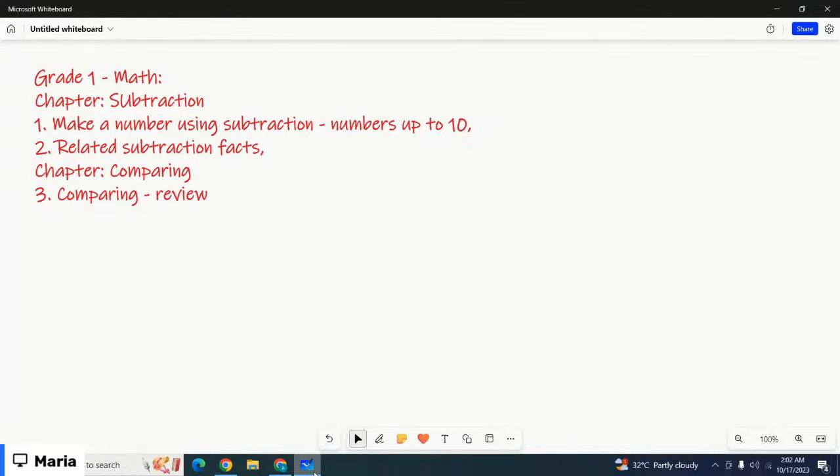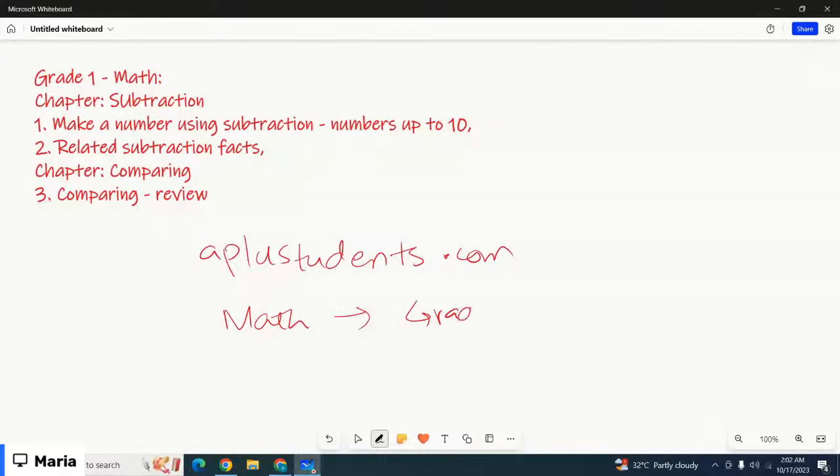So you can find all the lessons on aplusstudents.com. You have to log in there using your email address and password as provided by the administrator. Then you have to select math from the subject tab. Scroll down to grade 1 and then click on view all lessons. So there you can find a list of the chapters. We are going to start with the chapter subtraction.